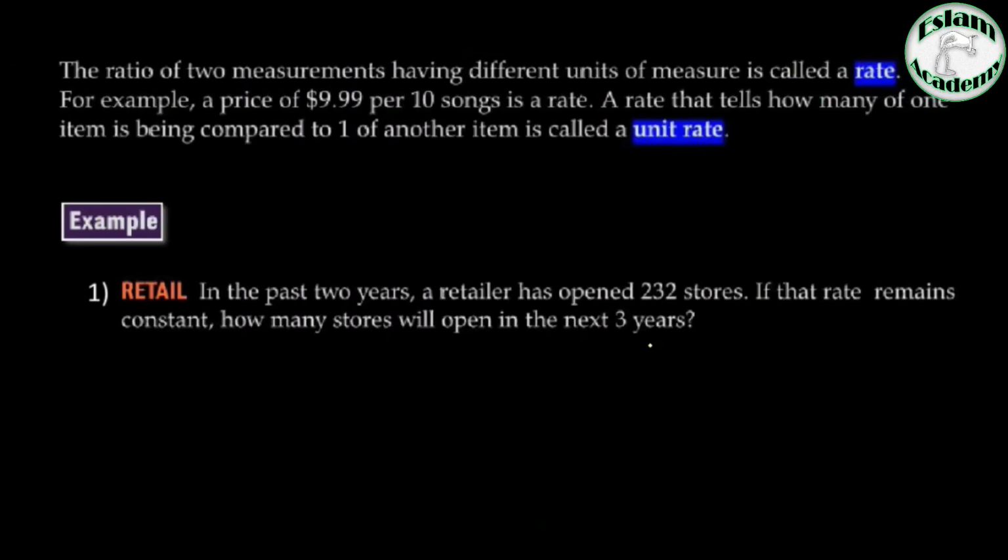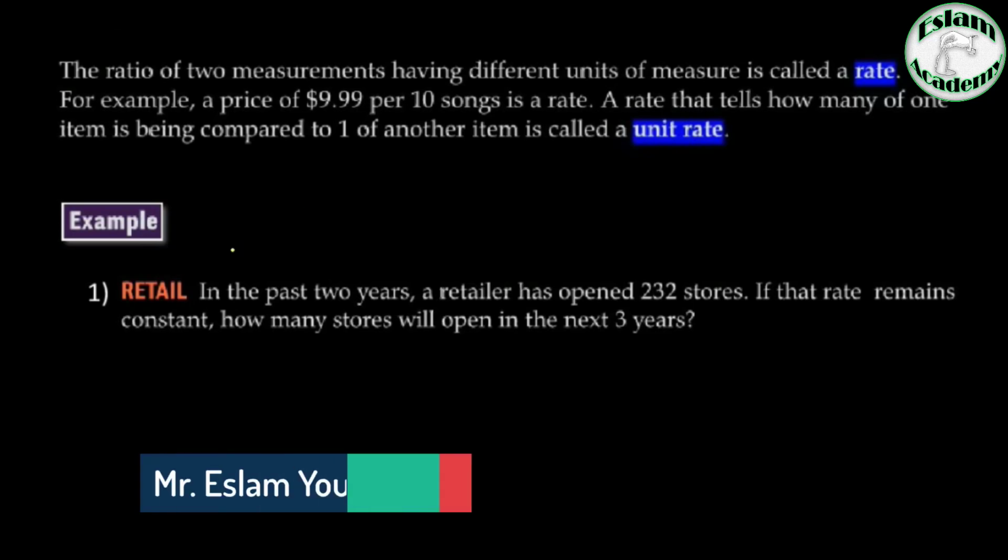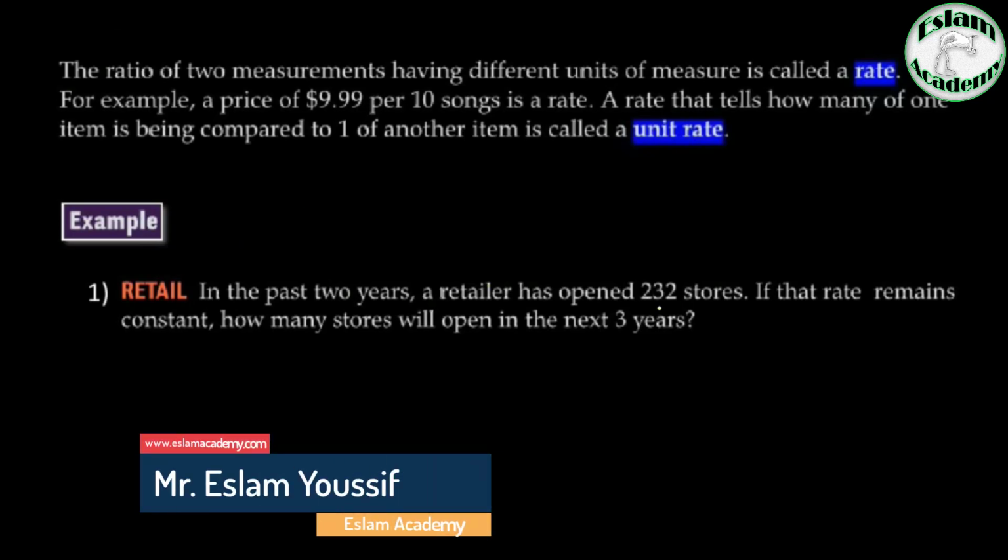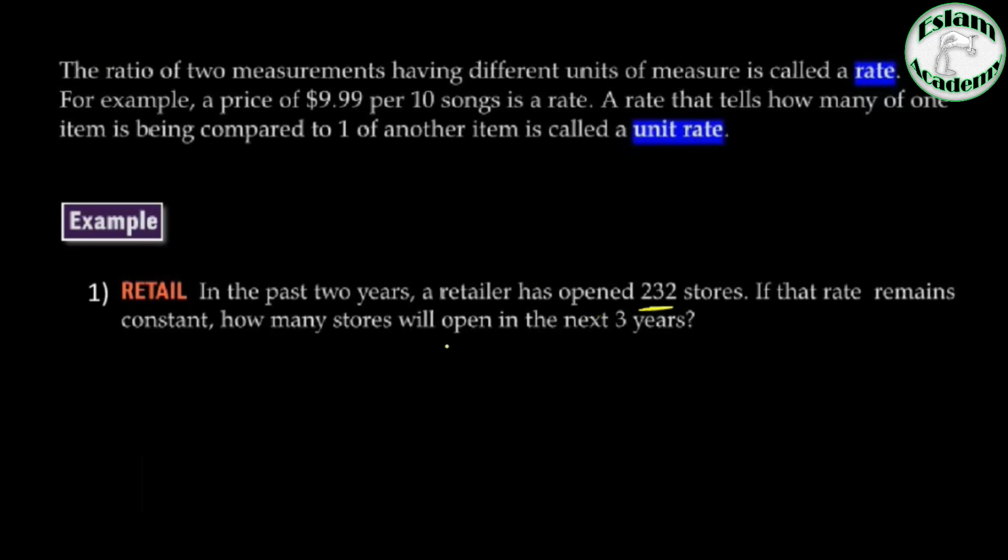As we said before, a ratio is a comparison between two numbers or between two quantities by division, and they must have the same type and the same unit. But for a rate, we are comparing two numbers with different units. For example, in the past 2 years, we have 232 stores. If that rate continues, how many stores will be open after the next 3 years?